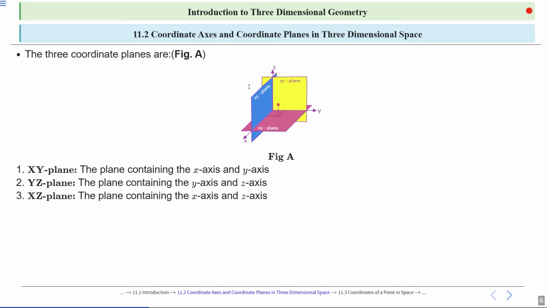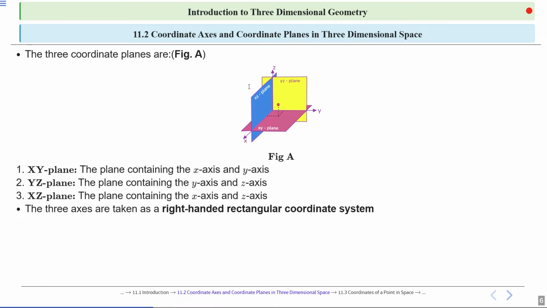Next, we have the XZ plane. This plane contains the x-axis and the z-axis. So you can picture it as a vertical surface that goes left to right and up and down, but has no depth along the y-axis.